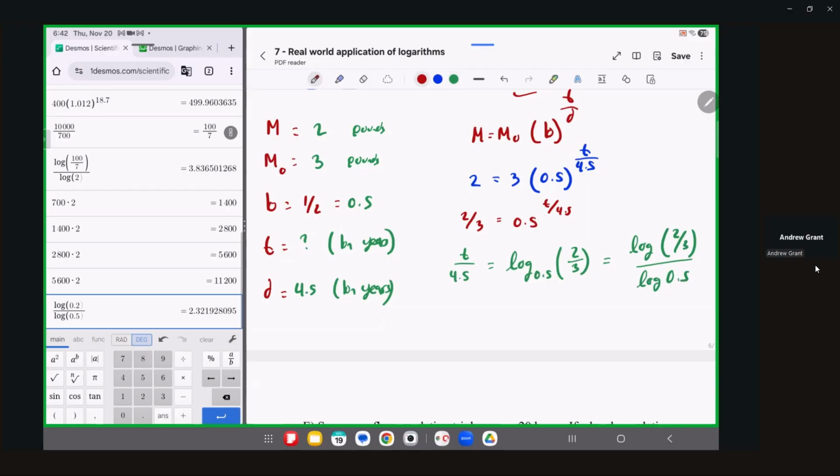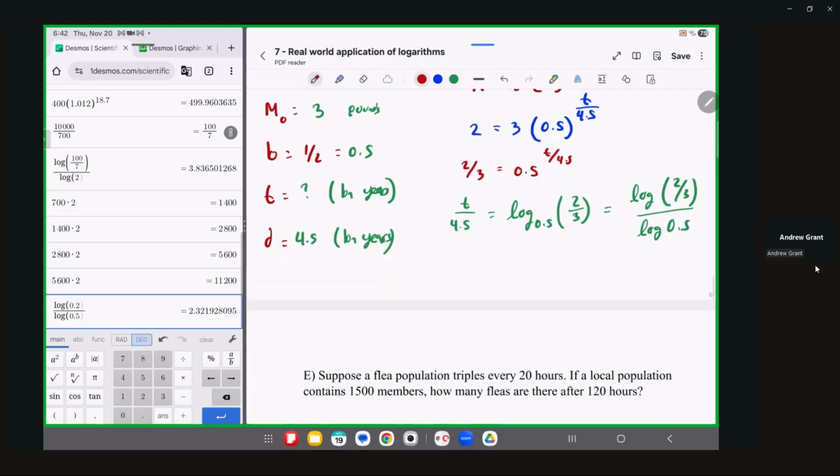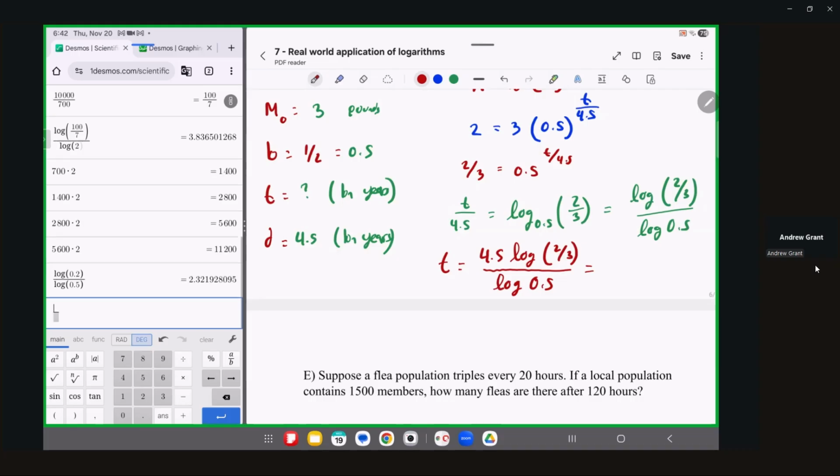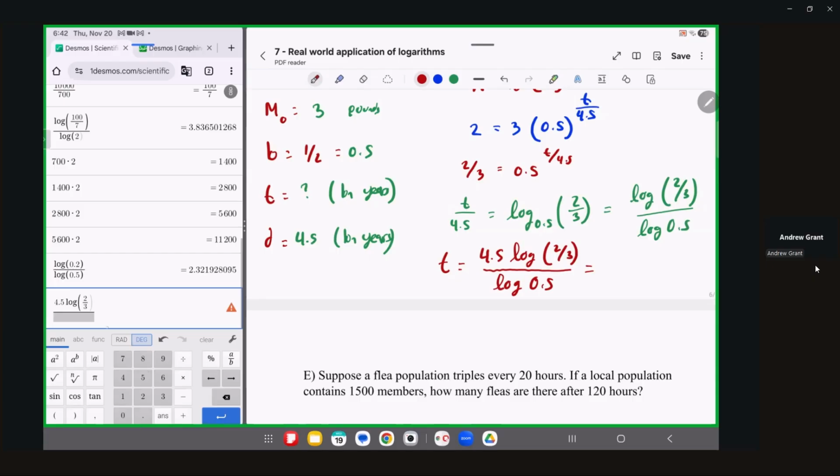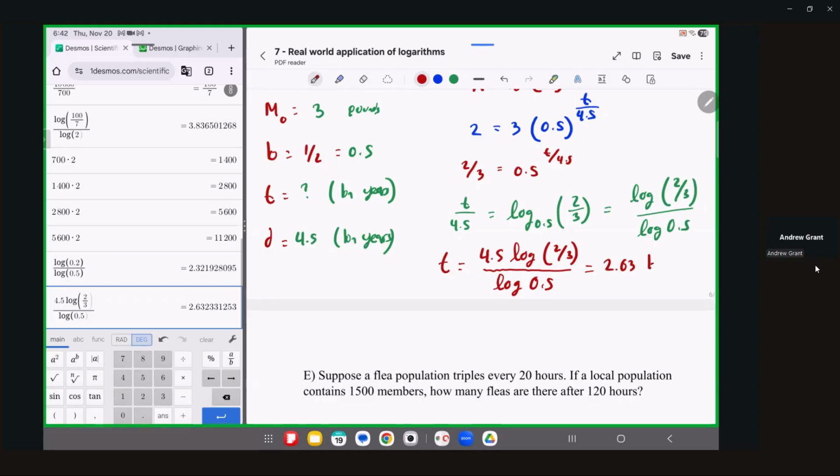But then if you notice here, we need to multiply by 4.5. And so t will be equal to 4.5 times the log of 2/3 divided by the log of 0.5. So let's type this in: 4.5 times the log of 2/3 divided by the log of 0.5. And so we can see that this will take 2.63-ish billion years.